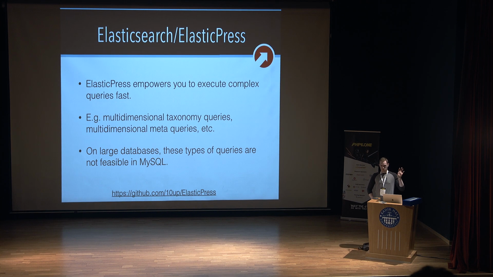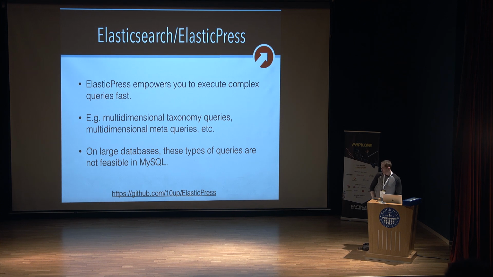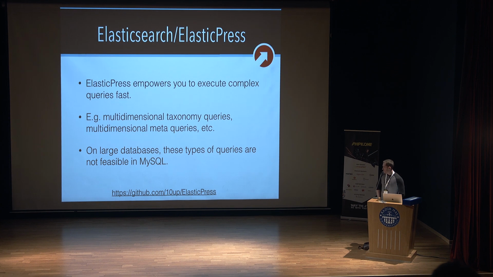If you're querying multiple taxonomies across multiple terms, you quickly add up the number of table joins that you're going to have to do to complete that query. It just becomes totally impossible to do that in a performant way. It's either going to take down your database or your user's going to have to wait forever. It's just a bad move. Elasticsearch and ElasticPress lets you do those types of queries very, very fast. So I have a link to that project at the bottom.